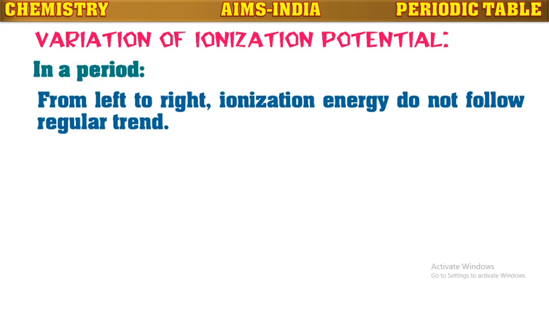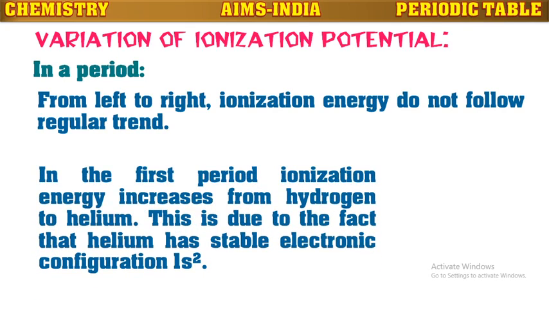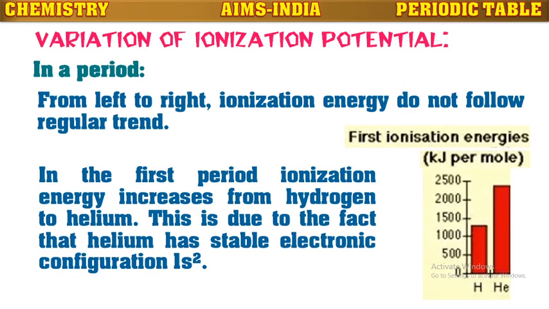Generally, in a period from left to right, ionization energy does not follow any regular trend. In the first period, if we observe, ionization energy increases from hydrogen to helium. This is due to the fact that helium has a stable electronic configuration, that we say duplet configuration. That is why it has higher ionization energy. So from left to right, it increases in the first period.